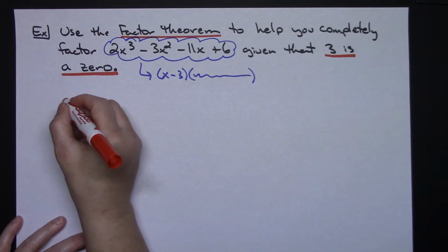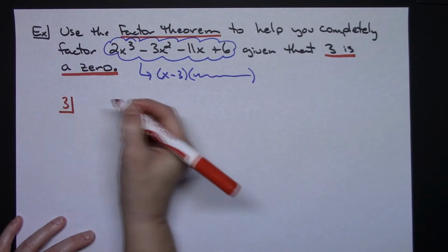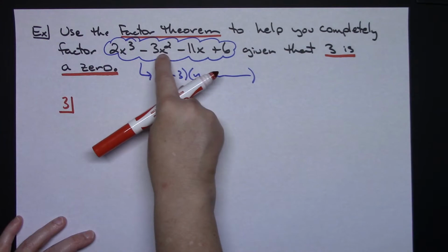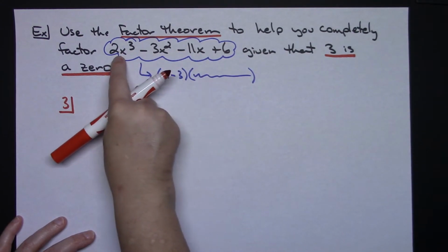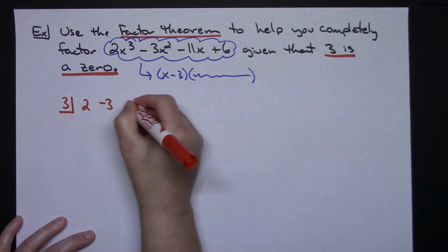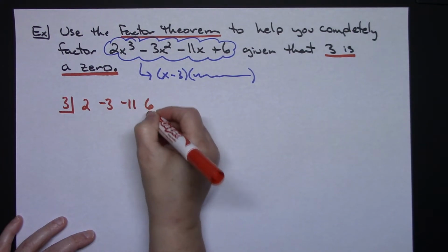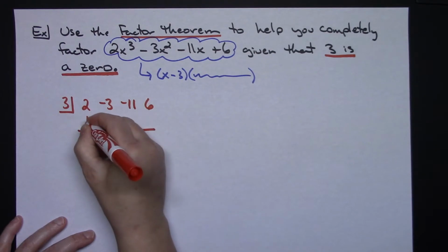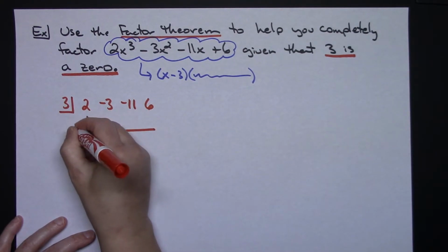So I'm going to take this 3 and put it inside my box, and then I'm going to come up here for my synthetic division. I'm going to take all of those coefficients. So I'm going to do a 2 and a negative 3 and a negative 11 and a 6. This 2 always comes straight down, and then we add.